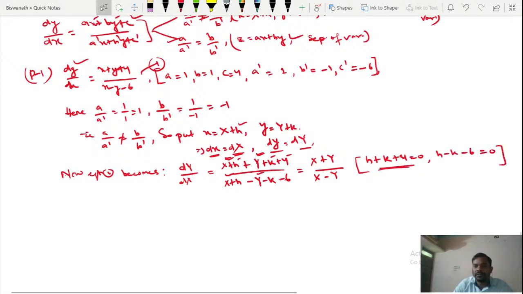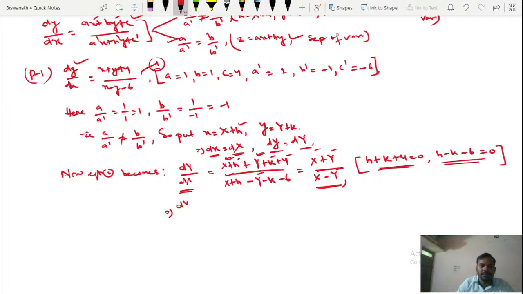That means if I assume these constant terms equal to 0, then I only write the terms which involve capital X and capital Y. Okay, so now my dY by dX is (X plus Y) divided by (X minus Y), which is a homogeneous differential equation. That means dY by dX is equal to (X plus Y) over (X minus Y), which is a homogeneous differential equation.